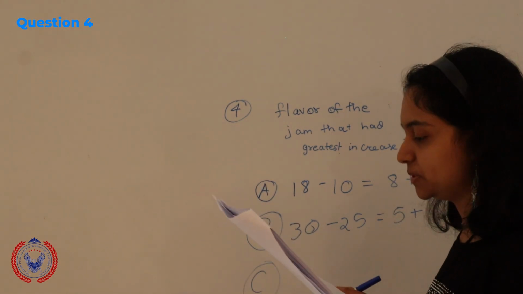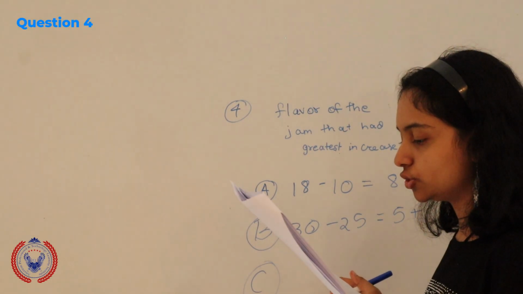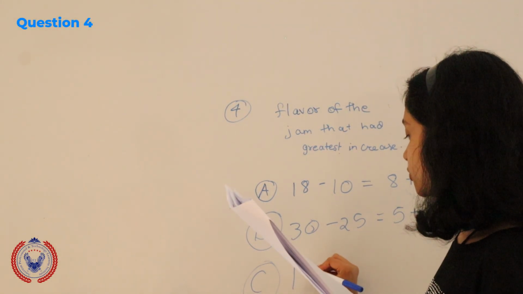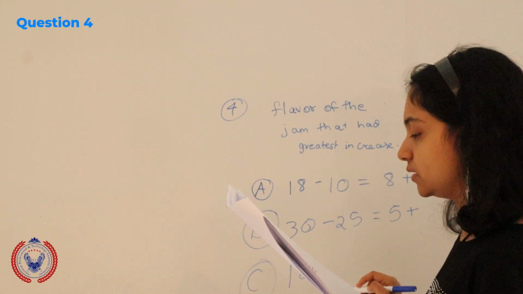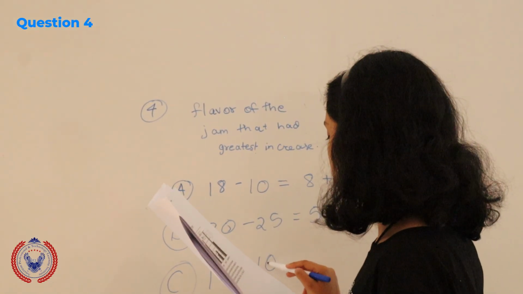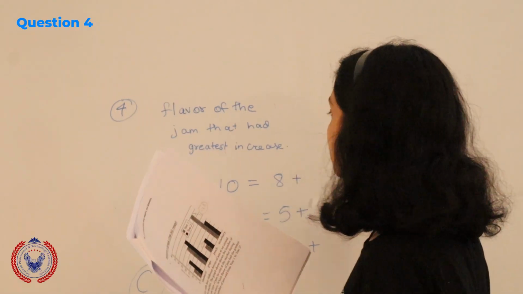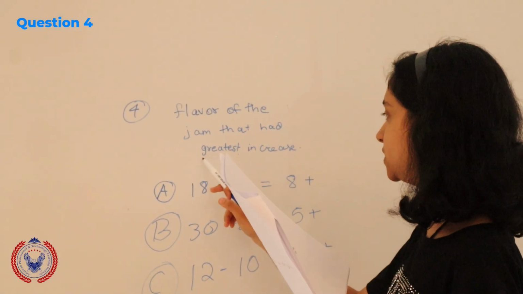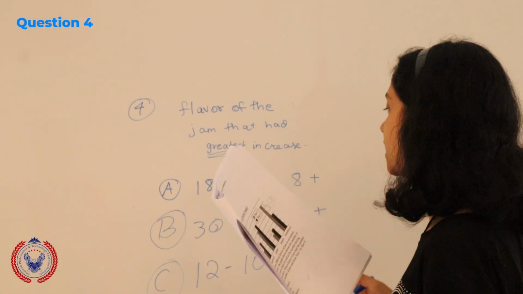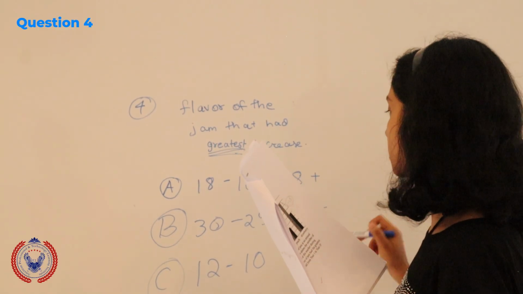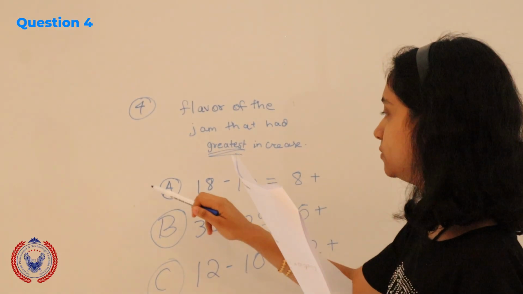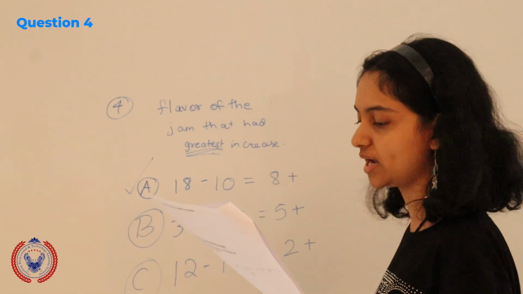C, that is the peach flavor, and I know that there were 12 sold in the second year and 10 sold in the prior year. So that's an increase of 2. Looking at these, my question asks me the greatest increase. Hence, I would choose the greatest increase option, and that would be A. Hence, A is the correct option.